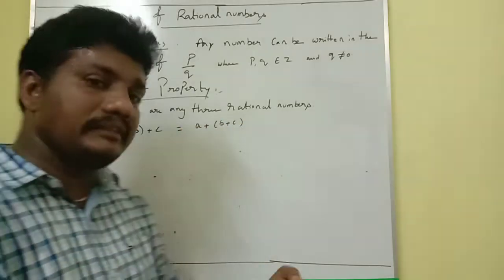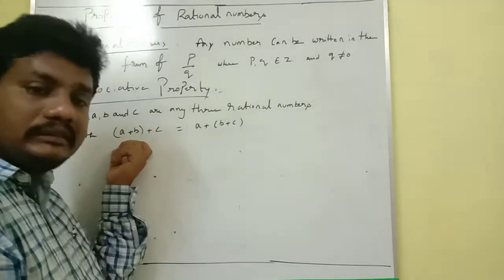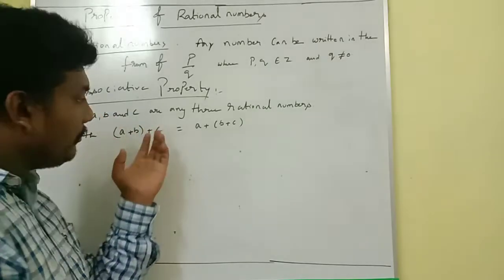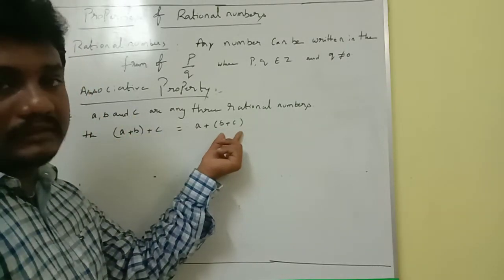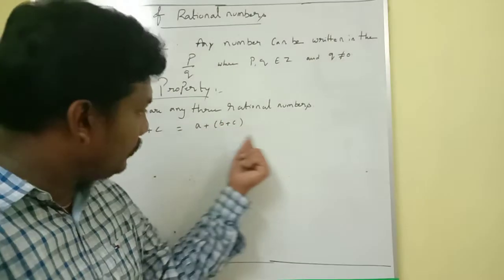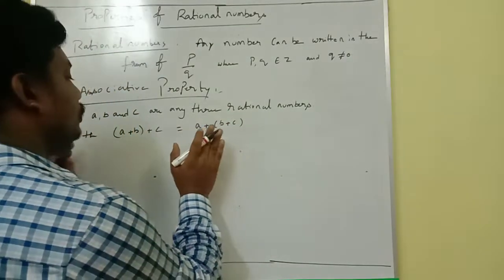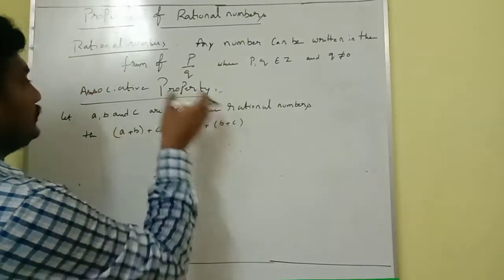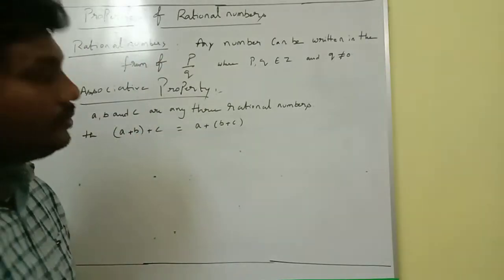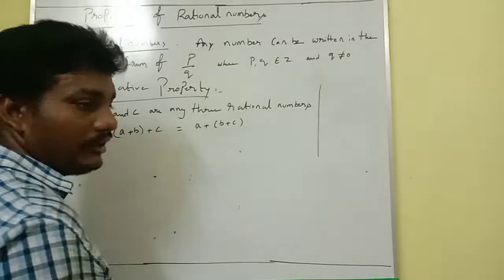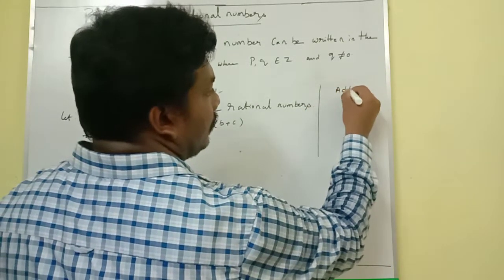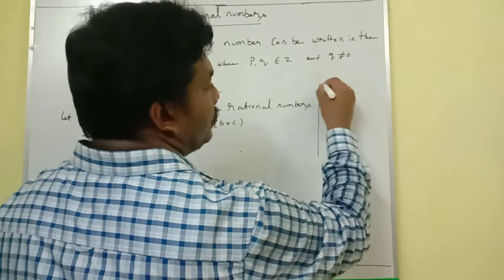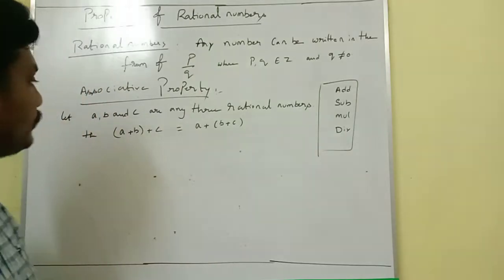Associative means that if you add the first two numbers and then add the third number to that sum, it remains the same as if you add the last two numbers and then add the first number to their sum. The total value should be the same. If you get this, it is the associative property; otherwise it is not suitable. Let me check here also for the four arithmetic operations: addition, subtraction, multiplication and division.